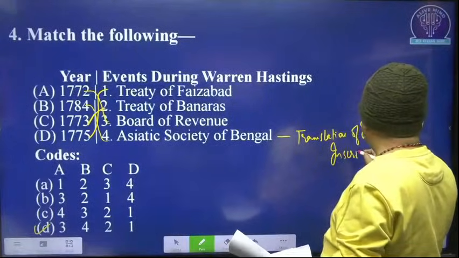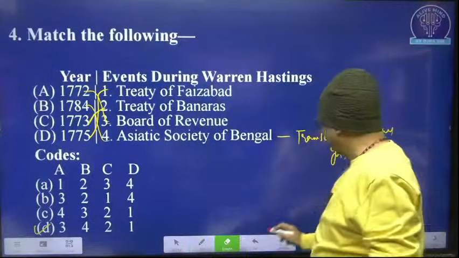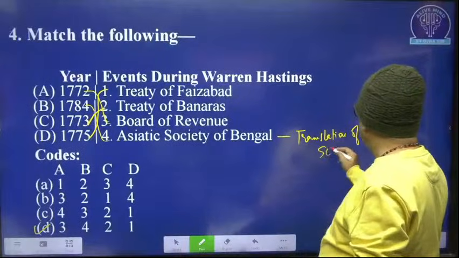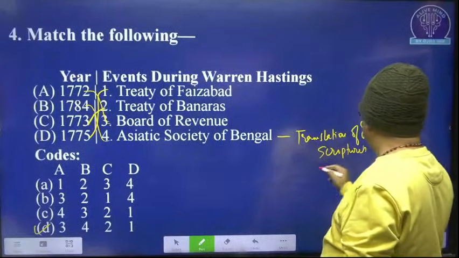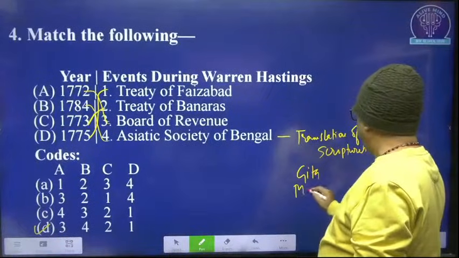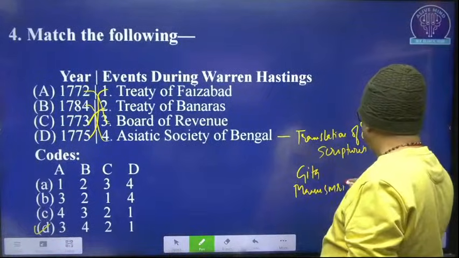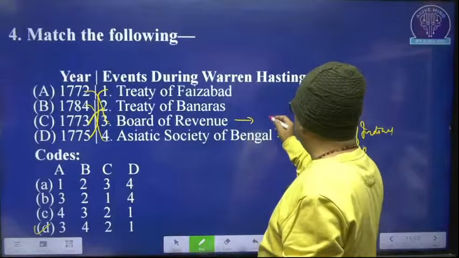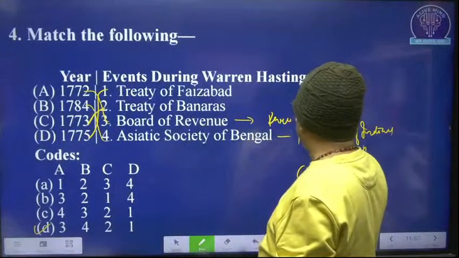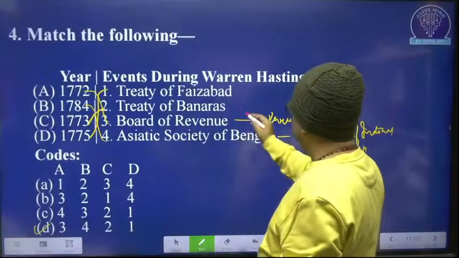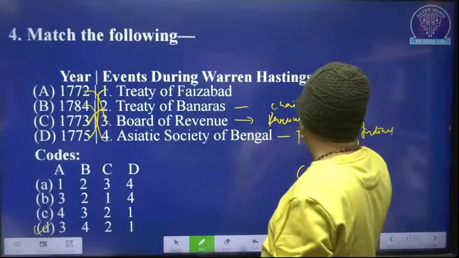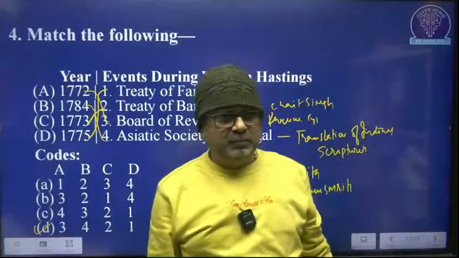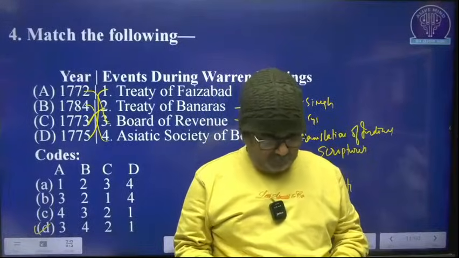The important translations: Gita, Manusmriti, Abhigyan Shakuntalam, etc. Board of Revenue to redefine the revenue system. Treaty of Benares, the Chait Singh affair, and Treaty of Faizabad. So fourth, D.